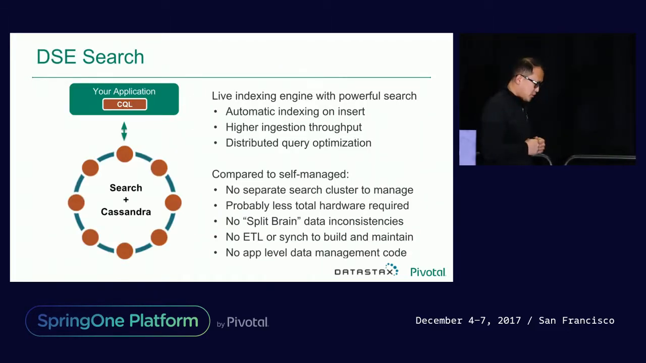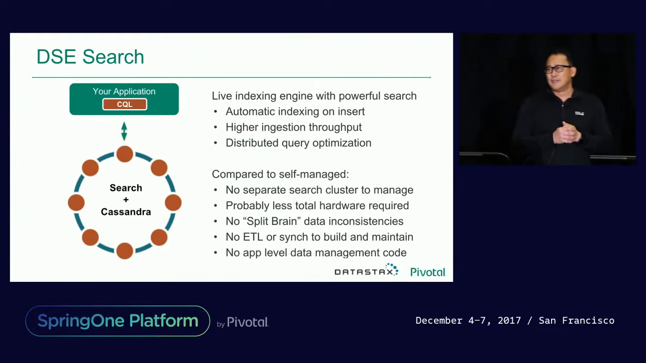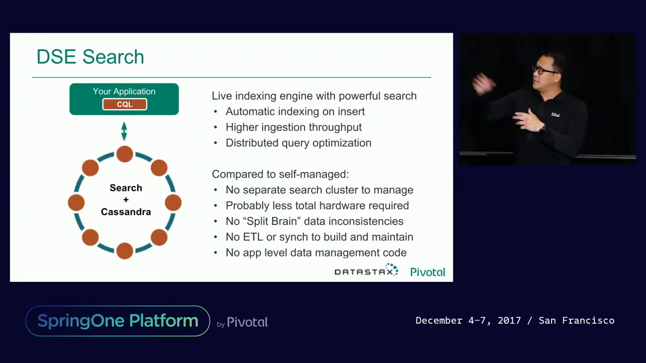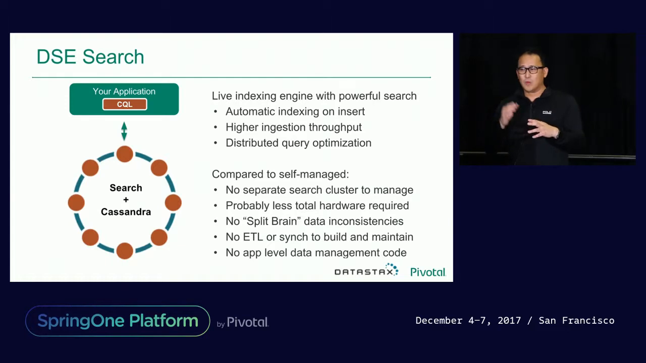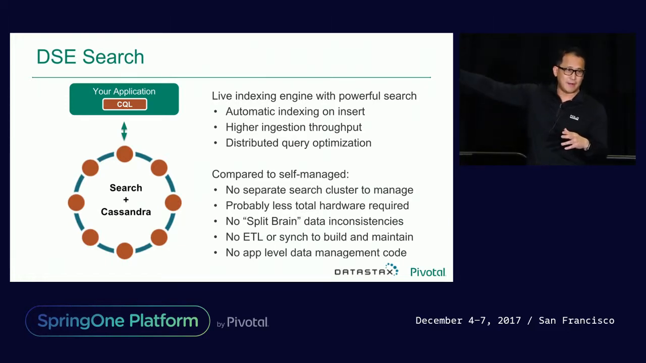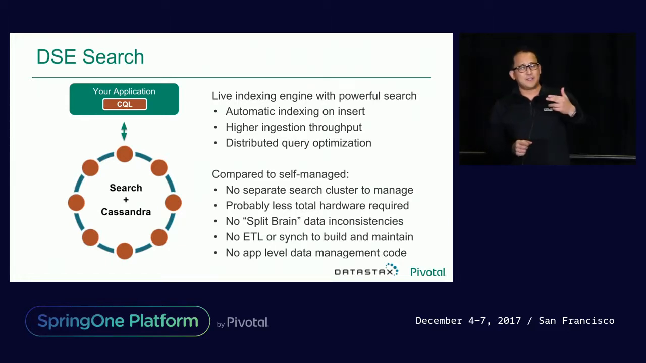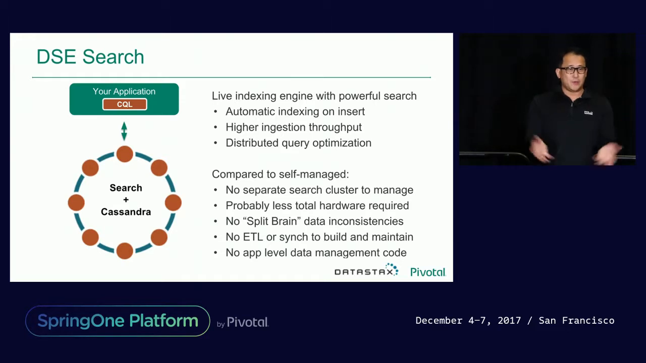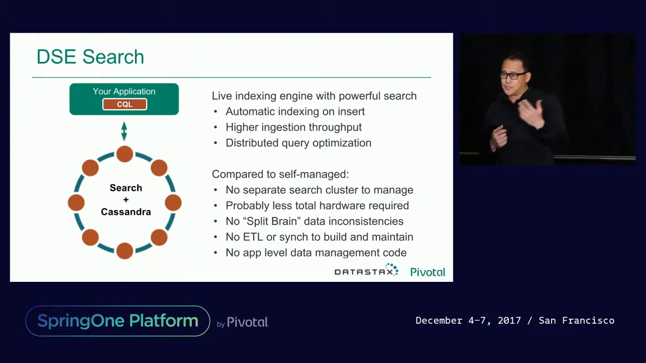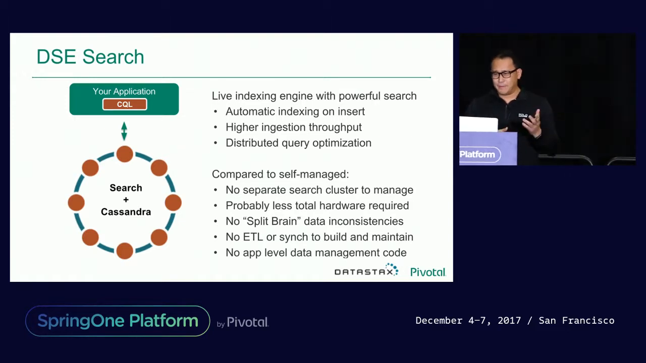So let's go deeper on the DSE search. In this particular setup, I set up a DataStax cluster and enable search. That means the Lucene indexing server will be installed on each of the nodes, right? So as data comes in, we do live indexing, and we are also able to distribute the Solr query on all the nodes, and then they will come back and consolidate the results. It's a distributed query optimization that we put in.